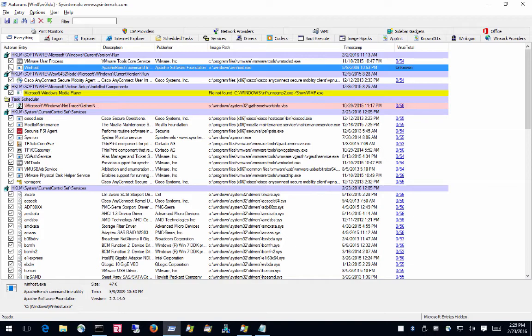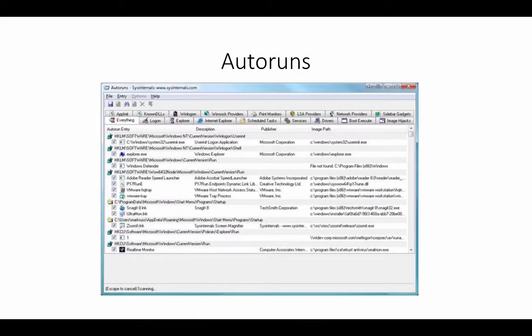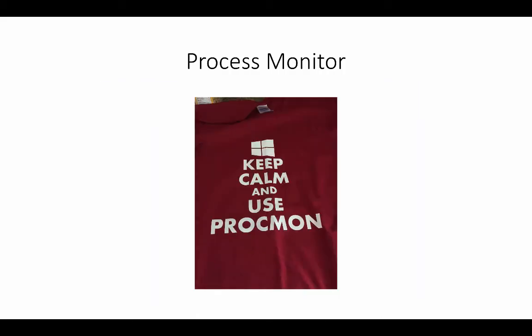Again, you're going to see some good examples from Mark in a few minutes here. So again, we talked about Process Explorer, high integrity. These are some tips that you can use. It shows the colors, where to find properties, and how to use the tooltips, that sort of thing. Showing you Autoruns. Last one I want to show you is Process Monitor.